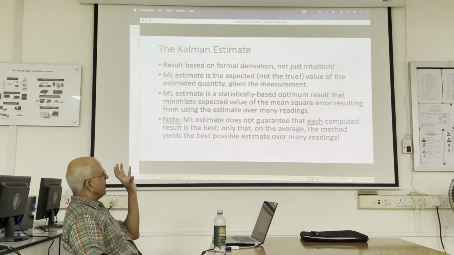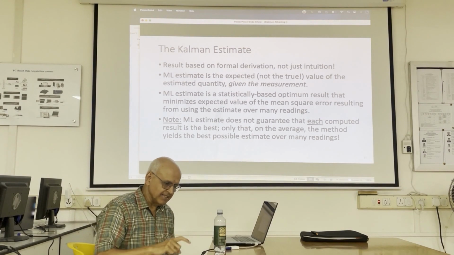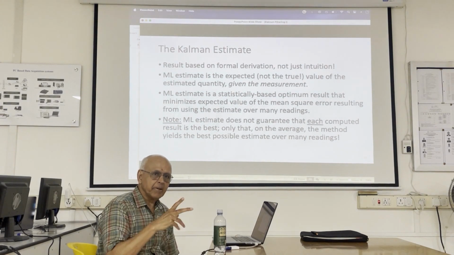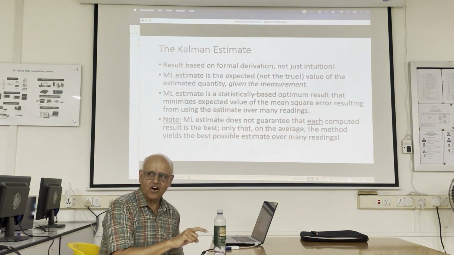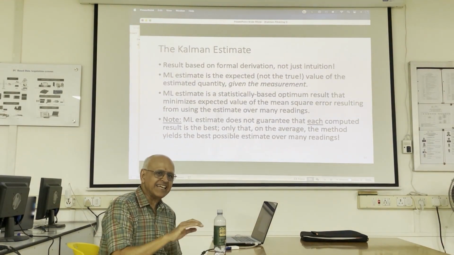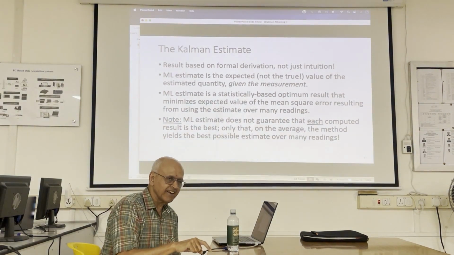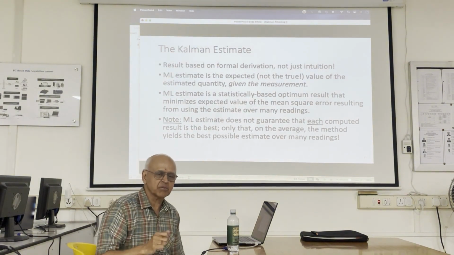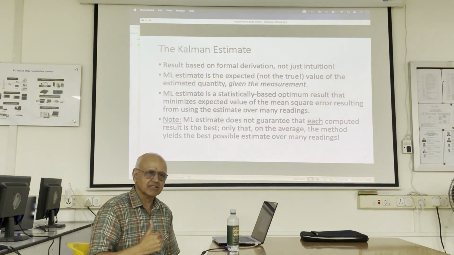So forget the ML terminology. Here's what it is. He's not saying that each estimate is the best, the first or the second or the third. Maybe you get lucky and some other method you choose turns out to beat that one estimate. All he's saying is, if I use my method over and over again, I can show that it is the best possible method. So, as an average, it gives you the best result.